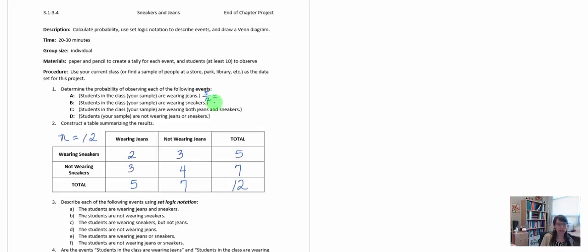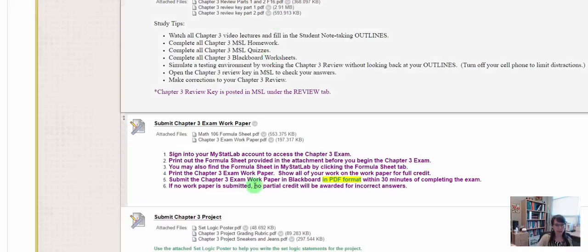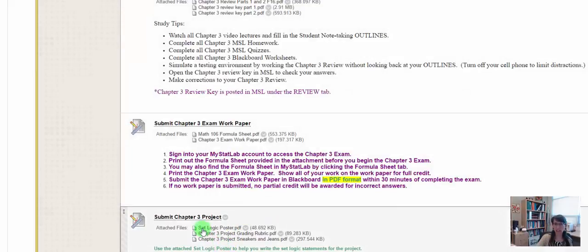So use your calculator, take 5 and divide by 12, and you'll get 0.42. So the probability of students in our classroom wearing jeans is 0.42. So you would do the same for each of the other events. For part 3, when we describe the following events using the set logic notation, we'll go back and take a look at the set logic poster. So that's your first attachment under the Project 3 in Blackboard.